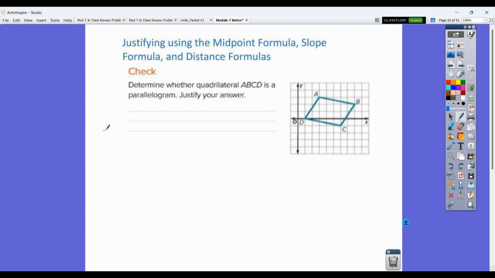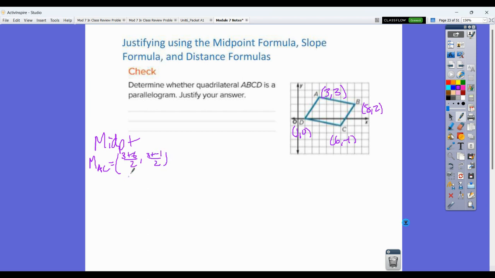So to do it with midpoint formula, we are going to find the midpoint of AC. Actually, I'm just going to write in the values here. D is at (1, 0), C is at (6, -1), and A is at (3, 3). So to find the midpoint of AC, we would do 3 plus 6 divided by 2, comma, 3 plus -1 divided by 2.